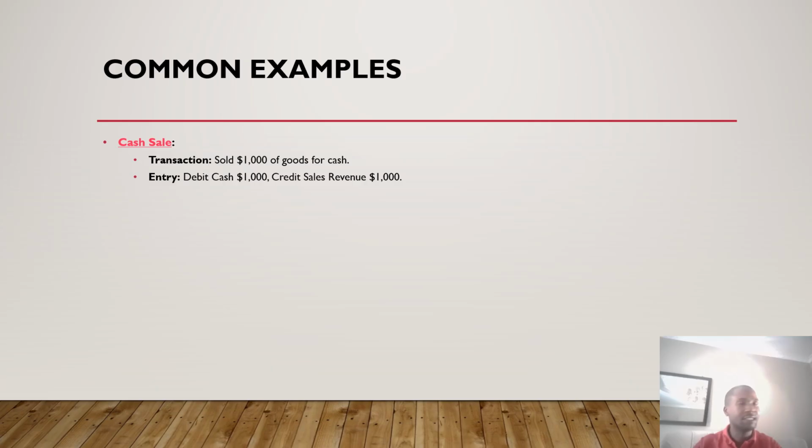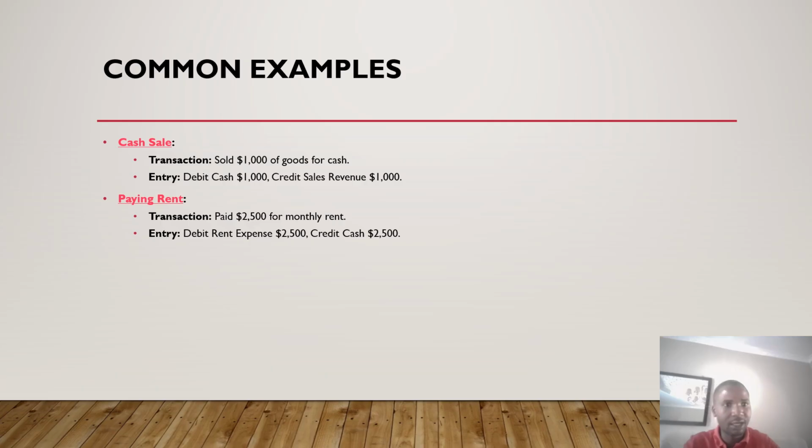So we have a cash sale here. The transaction is we sold goods worth 1,000 for cash. So the entry will be, we're going to debit cash because we've received cash, and we're going to credit the sales revenue account. An increase in cash and an increase in sales. They are opposite entries due to the rules that we already looked at.